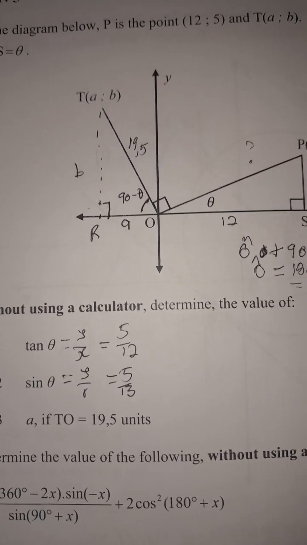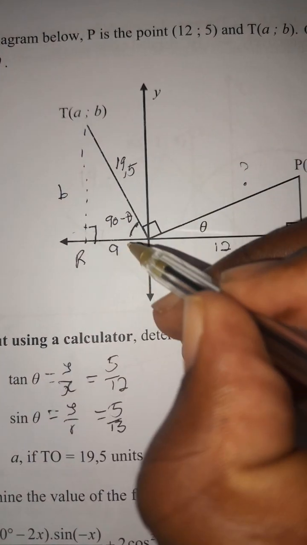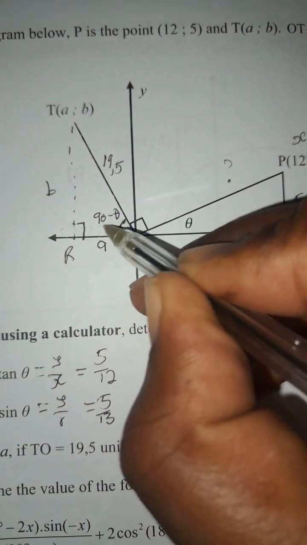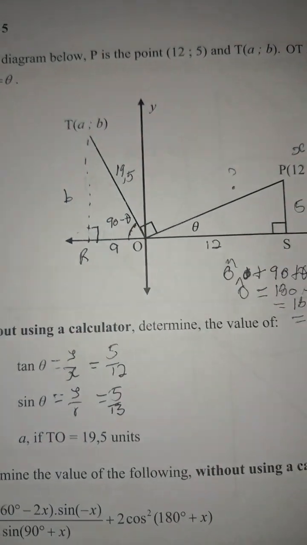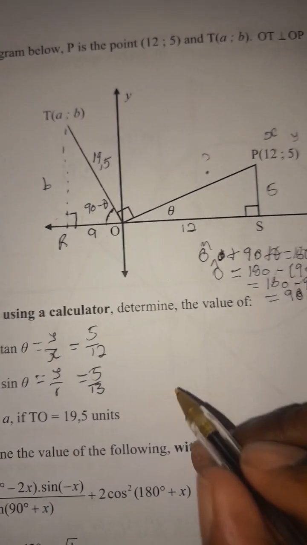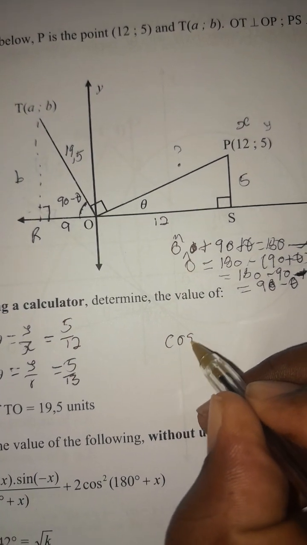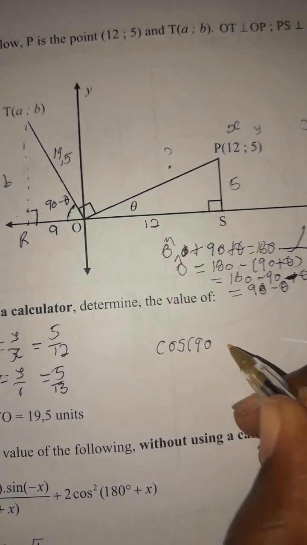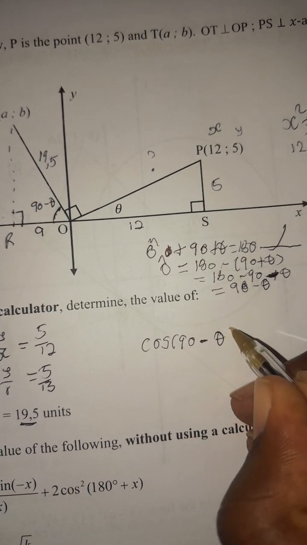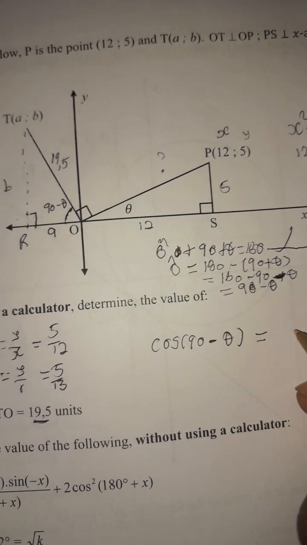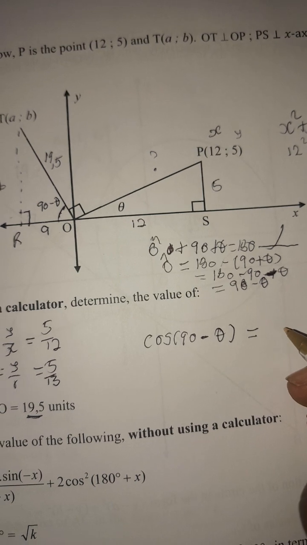So we could see from there, guys, we have angle O, 90 minus theta, and we have a hypotenuse. So remember that when you have adjacent all over hypotenuse, that's cos. So we are going to have cos 90 minus theta, which will be adjacent. What is our adjacent, guys?